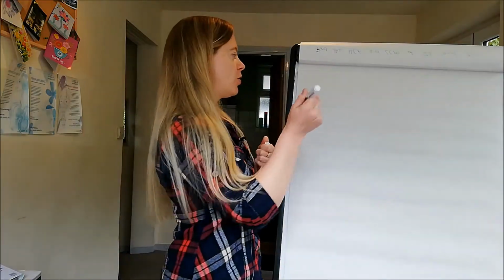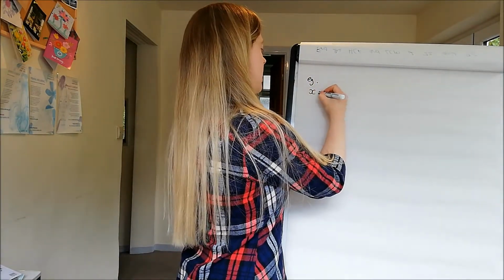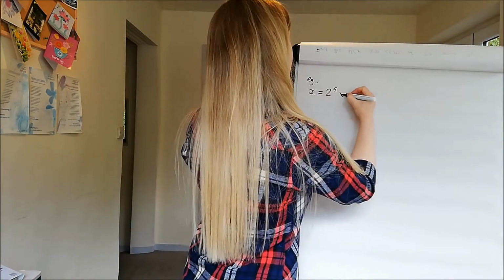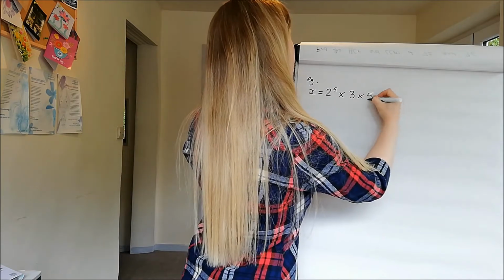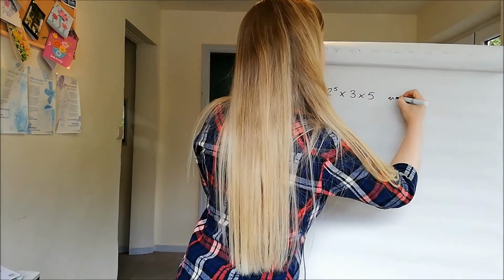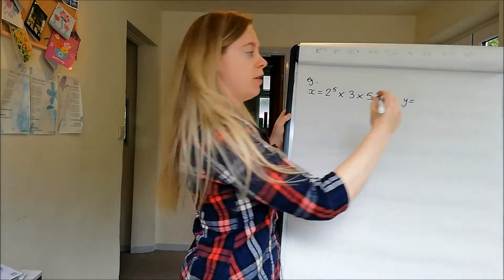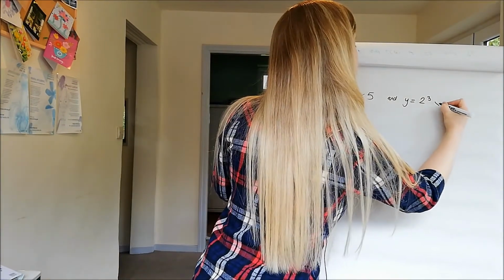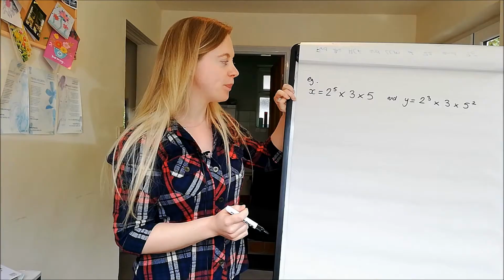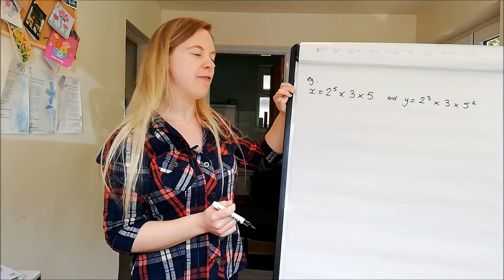So if you put, e.g., x equals 2 to the power 5 times 3 times 5, and y equals 2 to the power 3 times 3 times 5 squared. And then put, find the HCF and LCM of x and y.